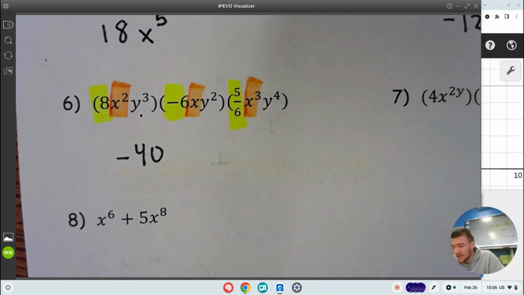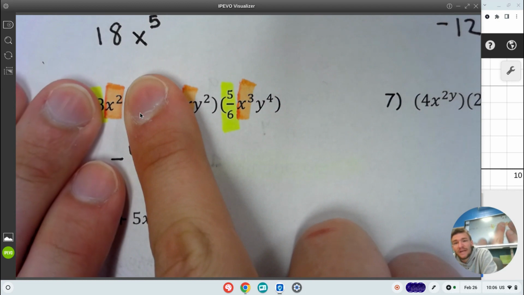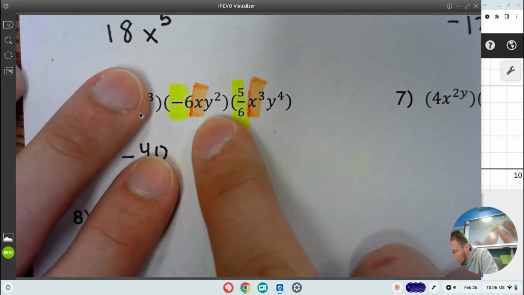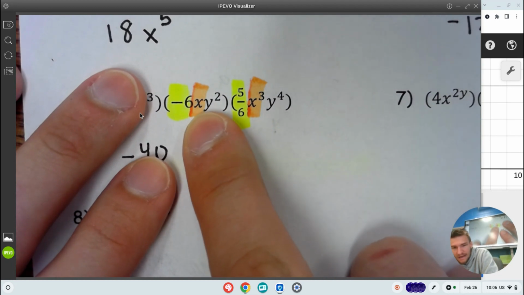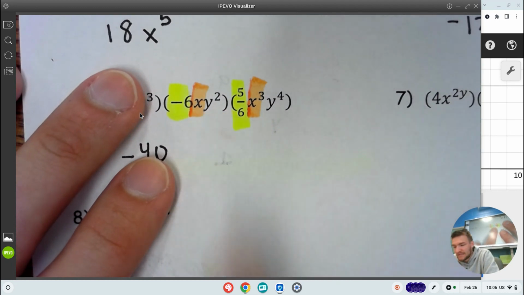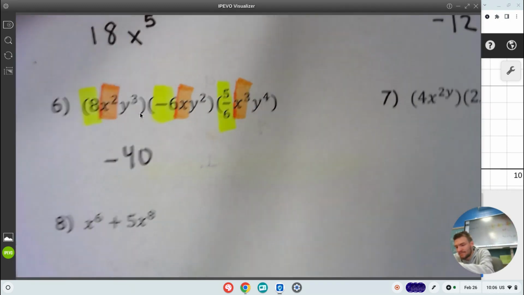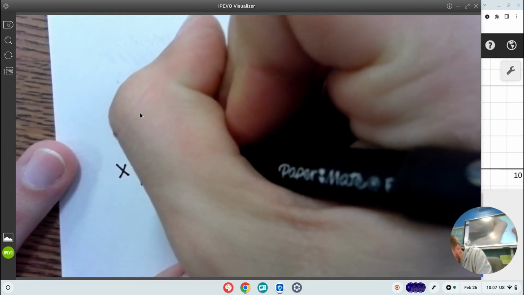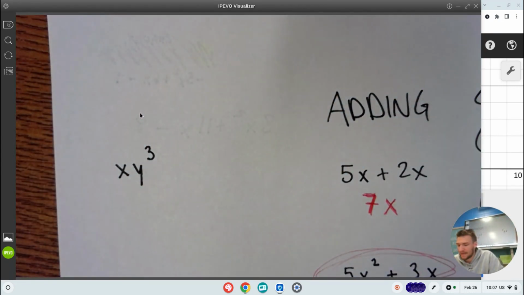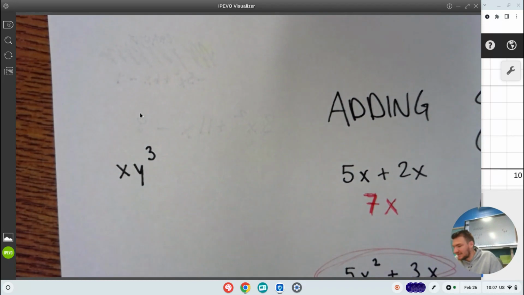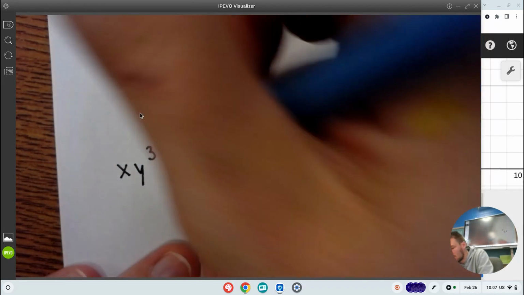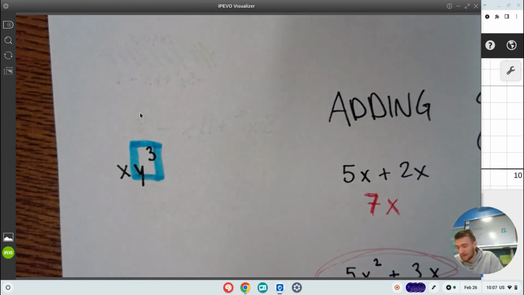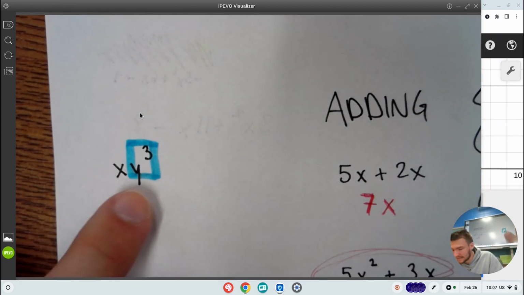3 here. In the first one, we have 2 x's. In the middle one, how many x's do we have? 1. So I want to be super clear here that if you see something like this, this 3 is only connected to the y. All right. This right here is 1x and 3y.